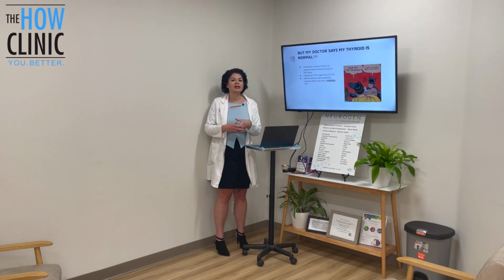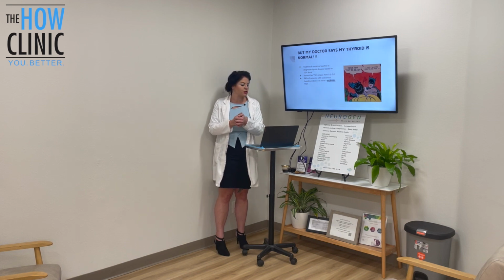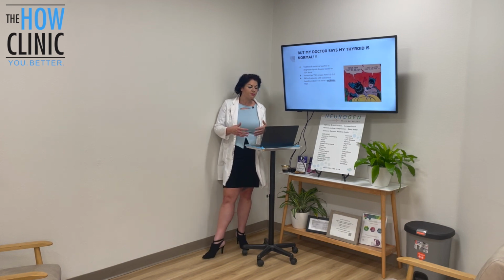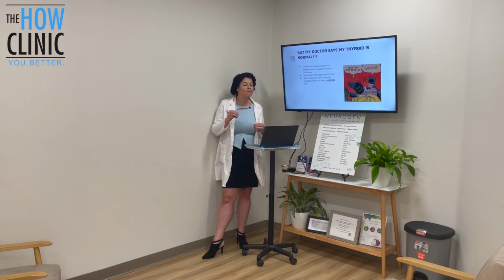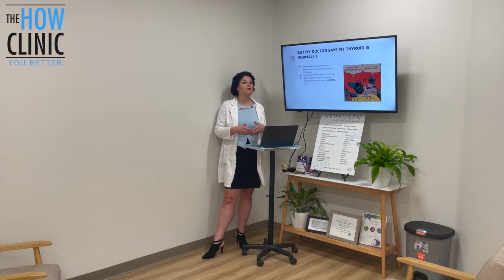Many of you come to my clinic saying, but my doctor says my thyroid is normal. This is because traditional medicine teaches that thyroid disease is diagnosed on TSH. Normal lab TSH ranges from 0.3 to 5, so we have this huge range of TSH. More importantly, 84% of patients are going to have a normal TSH level even when they have symptoms of hypothyroidism, which we refer to as subclinical hypothyroidism.